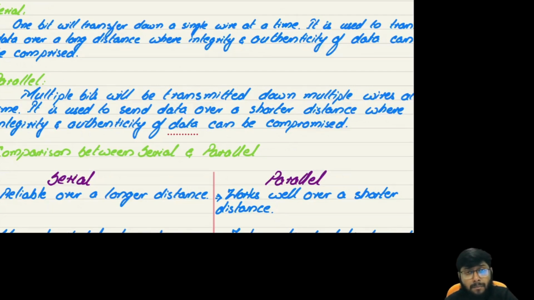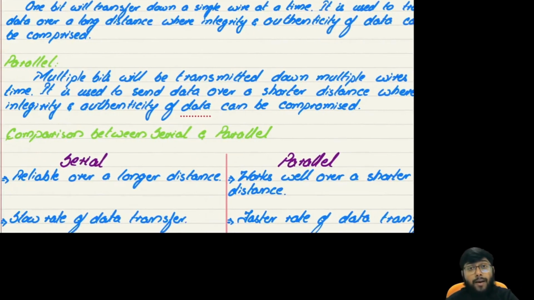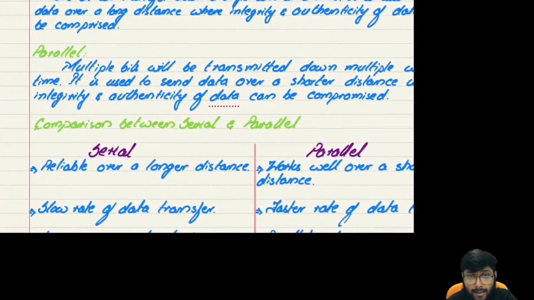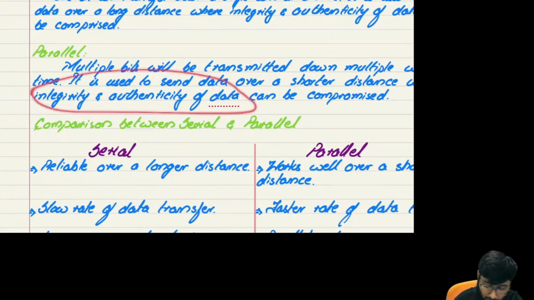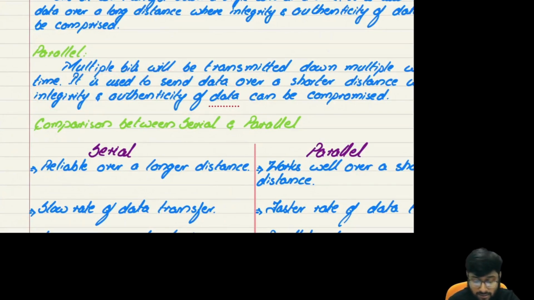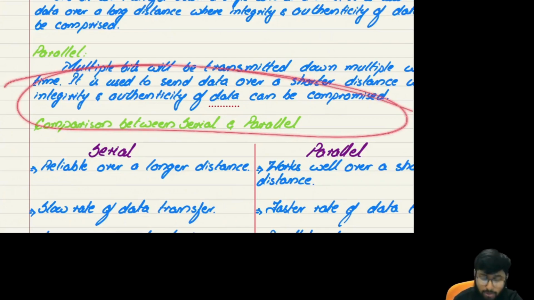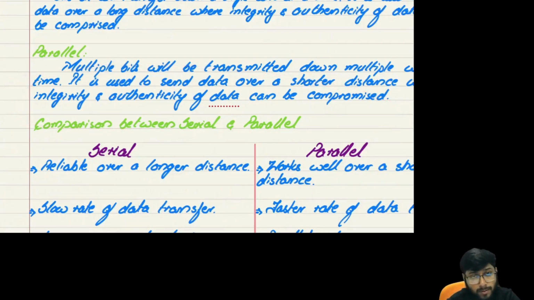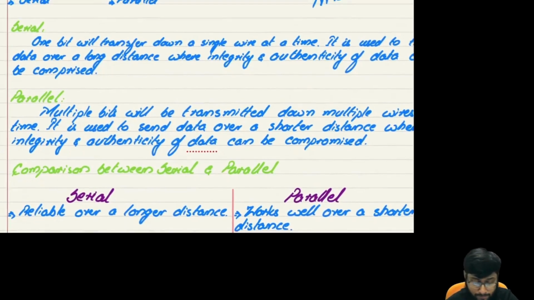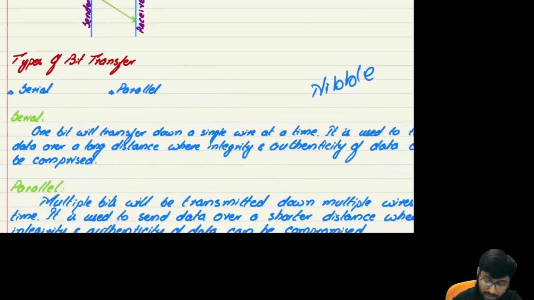Okay, but the data is sent over a shorter distance, sorry, not longer, shorter distance, first thing. The other thing is that where authenticity and integrity of the data, any of such thing can be compromised. So at those places, we are actually utilizing the parallel transmission. Now for an example, we say we need to send the data to the printer.